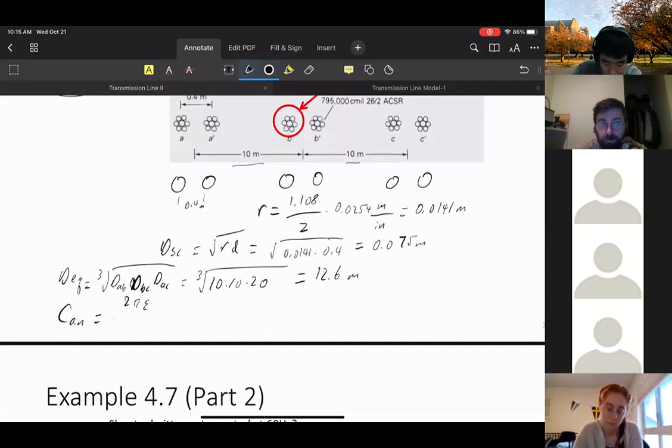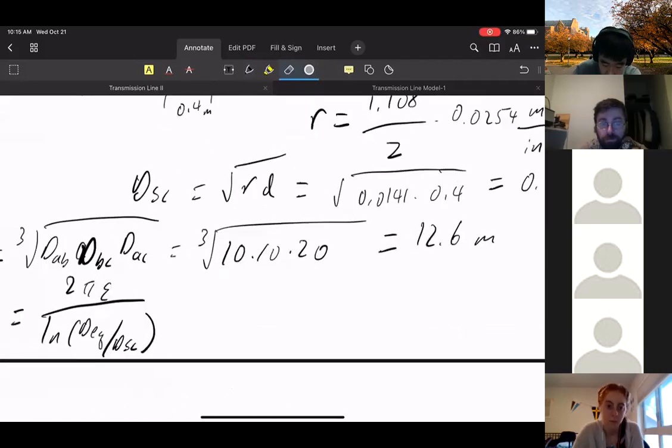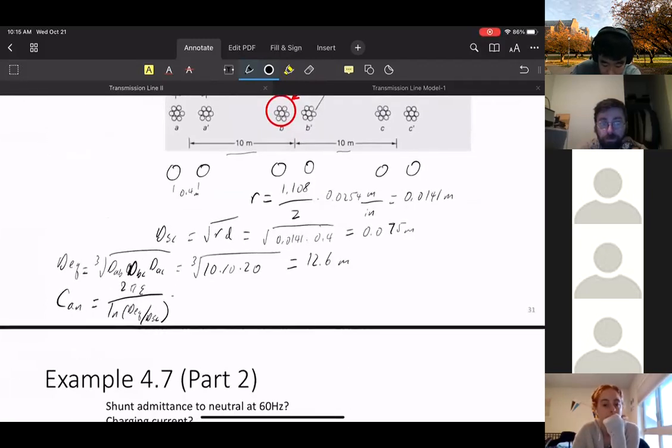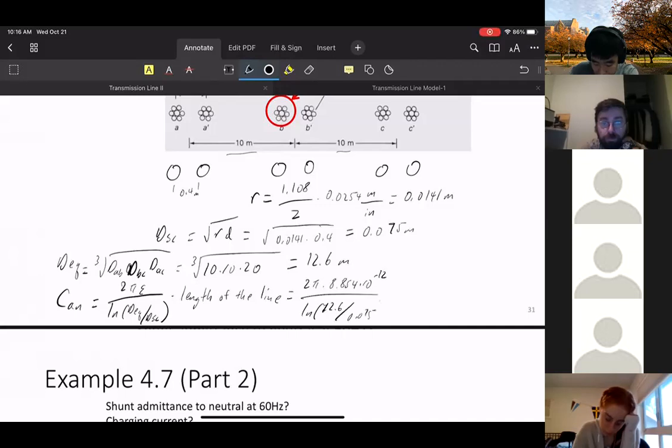Then let's substitute into our equation, DEQ over DSC, and multiply by the length of the line, since we're computing this over a 200 kilometer long line. So what we have is 2 pi times 8.854 times 10 to the minus 12, over log of 0.6 divided by 0.075.